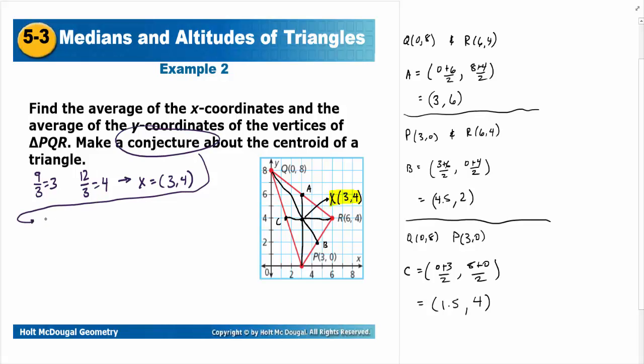So I have a conjecture that I can make based off of an example that I did. So the conjecture is the centroid of a triangle in the xy plane. I can say Cartesian plane, coordinate plane, whatever. The centroid of a triangle in the xy plane is the average of the vertices of the triangle.